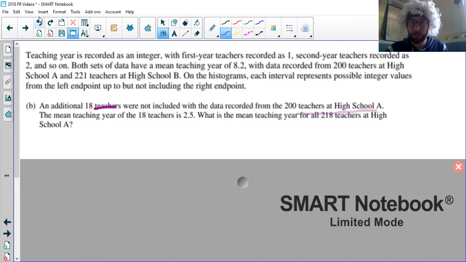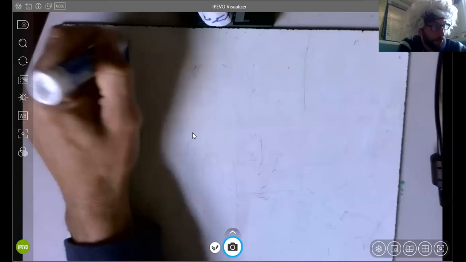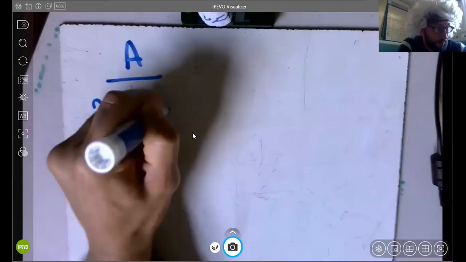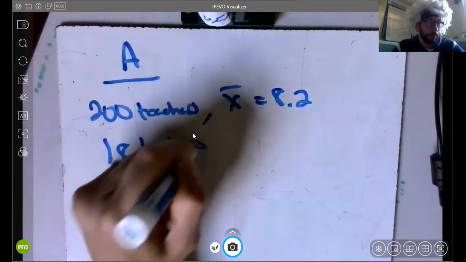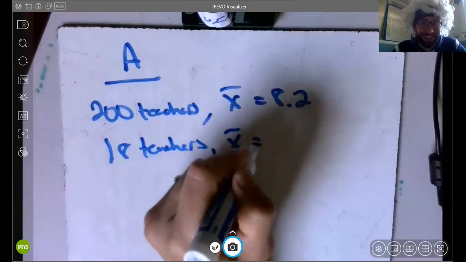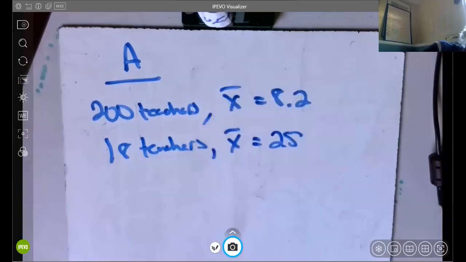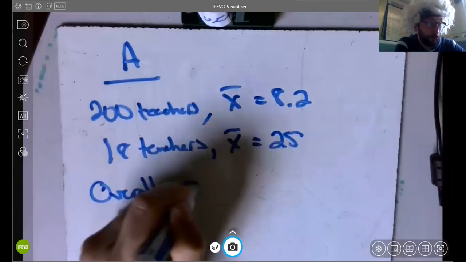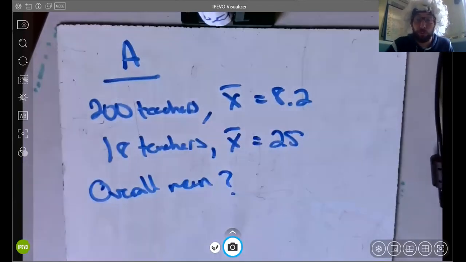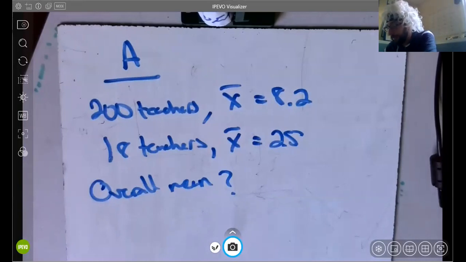So if I jump over to the whiteboard, we only care about high school A. At high school A, we know for 200 teachers, the mean is 8.2. And then for another 18 teachers, the mean is, I forgot, the mean is 2.5. Some youngsters up in there. And we need to find what is the overall mean. This is a pretty basic math question, right? We've got to be able to get this one right. There's even stuff like this, I think, on some SAT questions that use this idea.